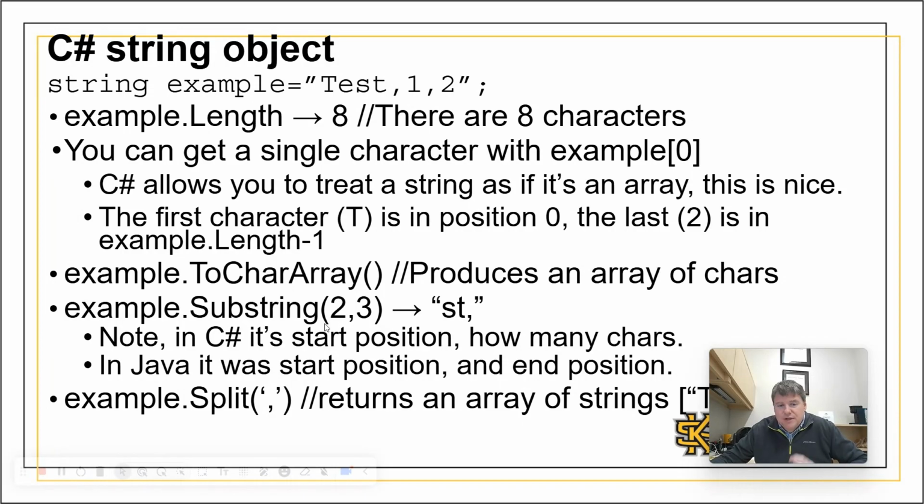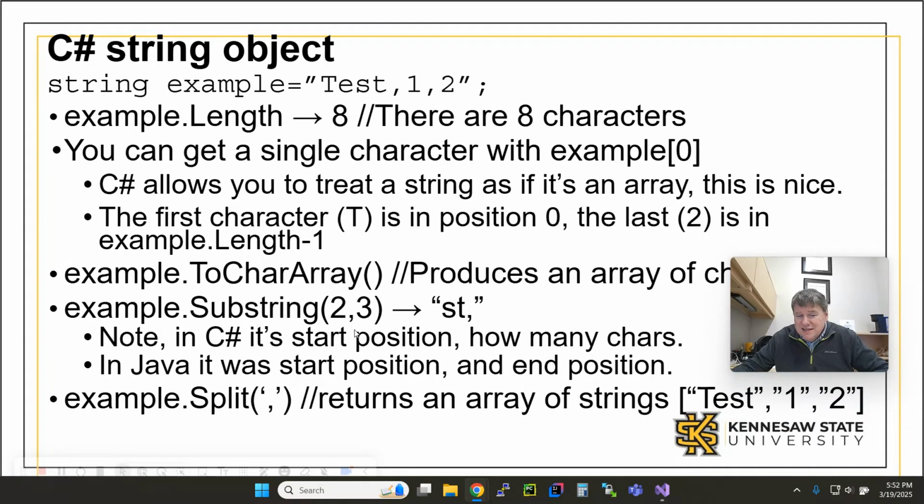Substring, this is if you want to pull out a part of the string. I will point out that in C Sharp it works slightly differently. In Java, you give it the starting position and the ending position that you want to pull out. In C Sharp, you give it the starting position and how many characters you want to pull out. So this doesn't give you the string from 2 to 3, it gives you the string from 2 to 5 because it gives you 3 characters starting at position 2. So that's a little weird.